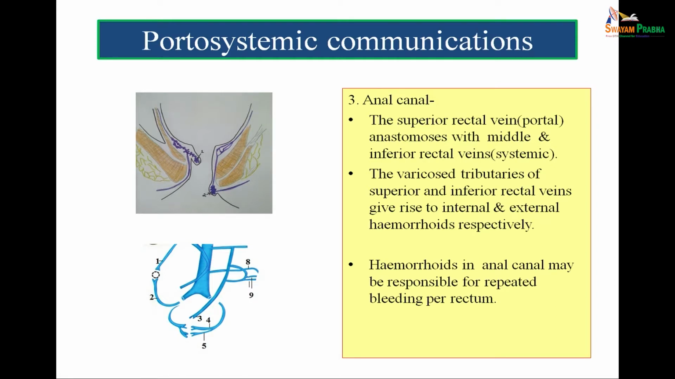The lower two ones are the middle and inferior rectal vein. So, the varicose tributaries of superior and inferior rectal veins give rise to internal and external hemorrhoids or piles respectively. Hemorrhoids in the anal canal may be responsible for repeated bleeding per rectum. Hemorrhoids is a very common condition and it is very alarming for the patient, and this is the anatomical basis that the portosystemic anastomosis in relation to the lower part of the rectum have opened up.